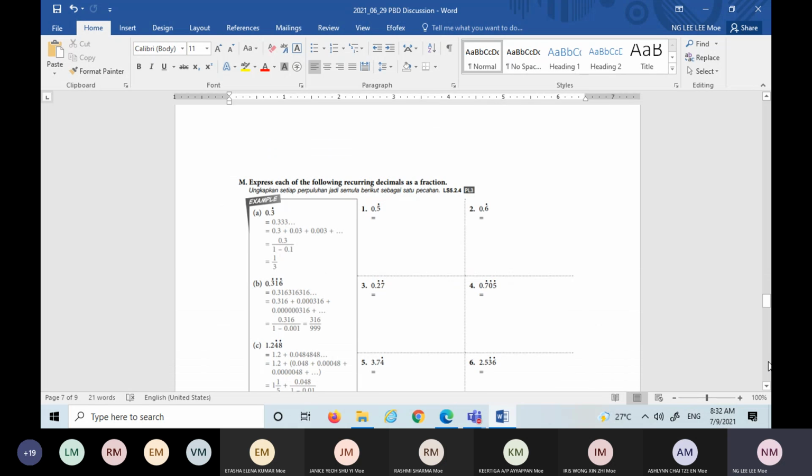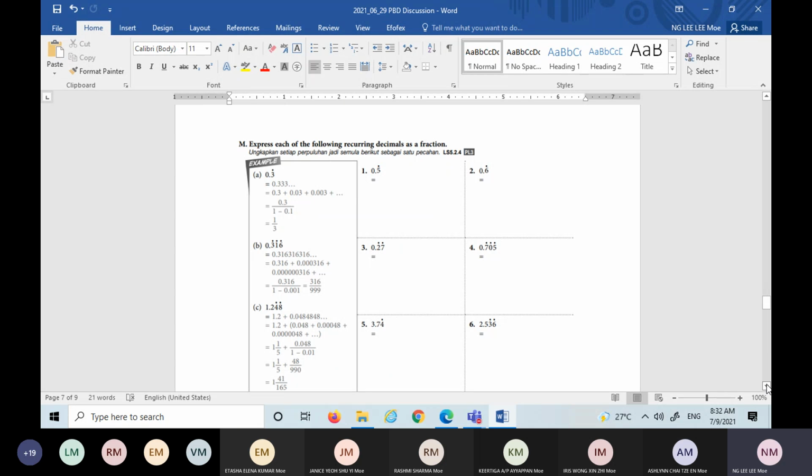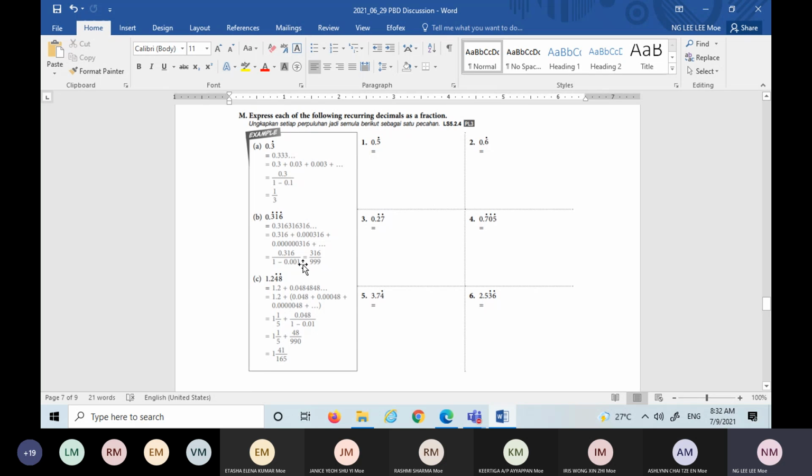Now we go to part 3. This is part M. This one I remember I helped you by asking you to do revisions on recurring decimals. But also the same thing. Here you can see the example. The example is helping you.